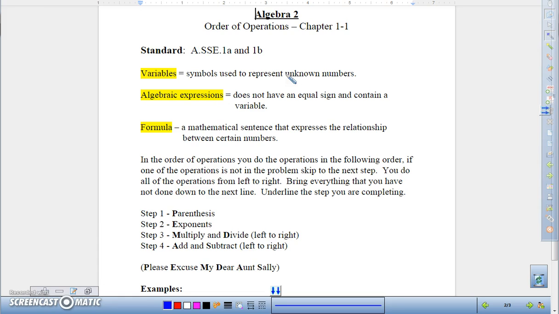And then once all your multiplication and division is done, you will go to adding and subtracting. And again, you do that from left to right. So if subtraction's first versus addition, that's what you would do. Something to help you remember your order of operations is please excuse my dear Aunt Sally, and each letter represents a step in our order of operations. So let's do some examples now of this.